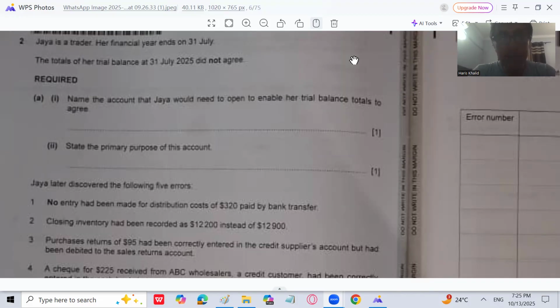Yesterday we solved two questions of October/November 2025, variant 22, question number 1 and question number 3. Today I'm going to solve question number 2, which is from errors, and also question number 4, which is from manufacturing account. So let's solve question number 2, from October/November 2025 O-level IGCSE 7707/0452, variant 22, which was held on 7th of October 2025.